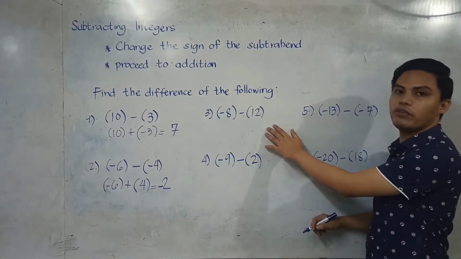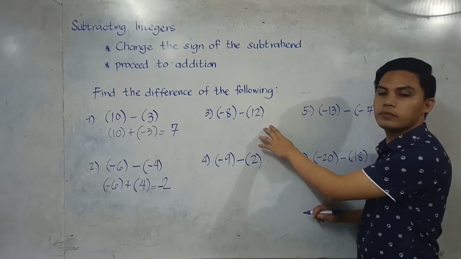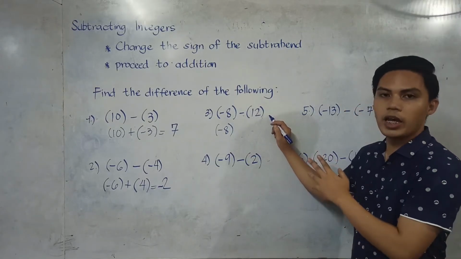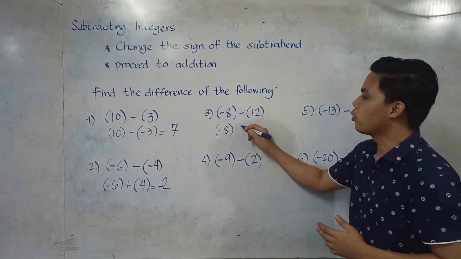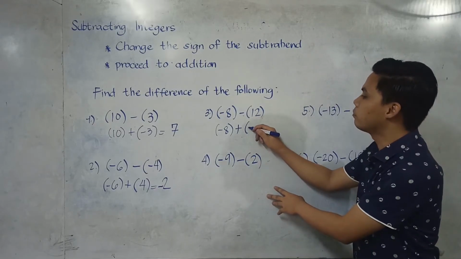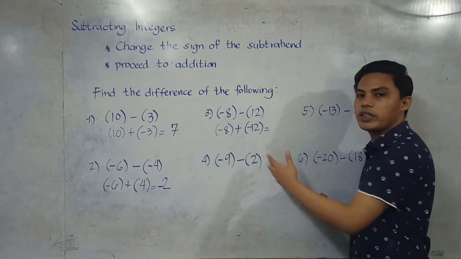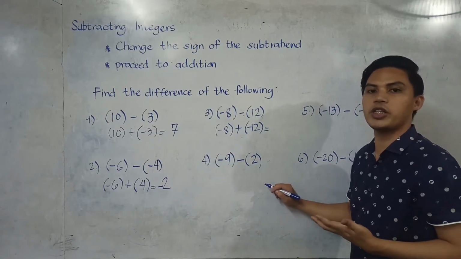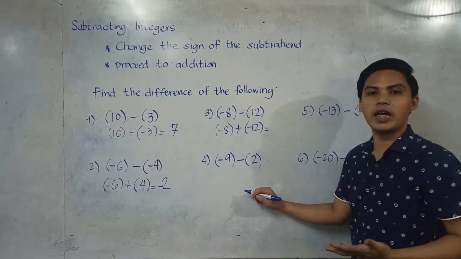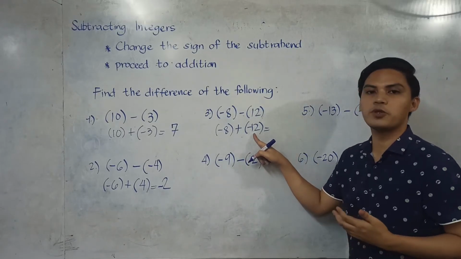How about number 3? We have negative 8 minus positive 12. So, copy yung minuend, then change the sign of the subtrahend and proceed to addition. So, magiging plus, then yung positive 12 magiging negative 12. Okay, so since we're going to proceed to addition, magde-decide again tayo kung LAP ba or USG. So since they have the same signs, we're going to use LAP or like signs, add, then copy the common sign.